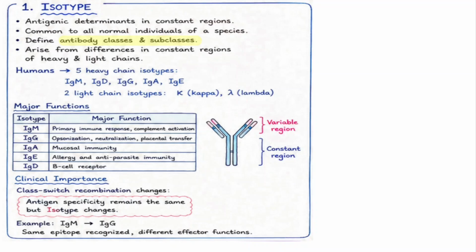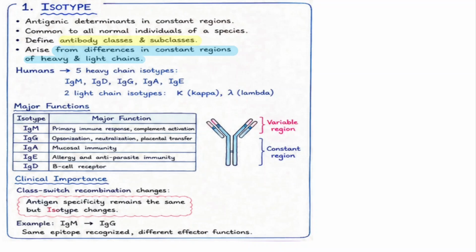What is the origin of isotypic determinants? Isotypes arise from the differences in constant regions of heavy chain and light chain. The changes in the genes or genetic arrangements in the constant regions, on the basis of which the functions of these antibodies can be modified.